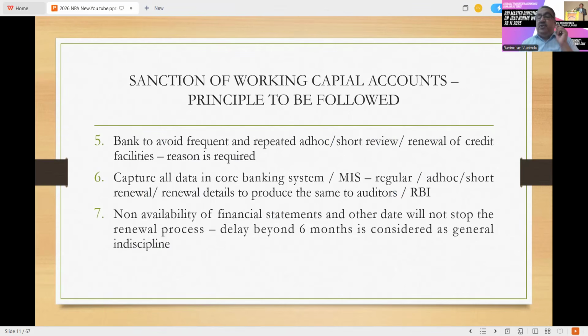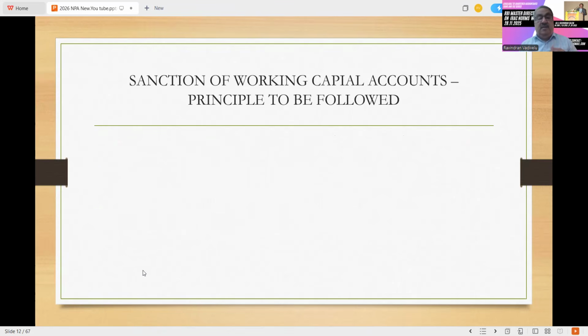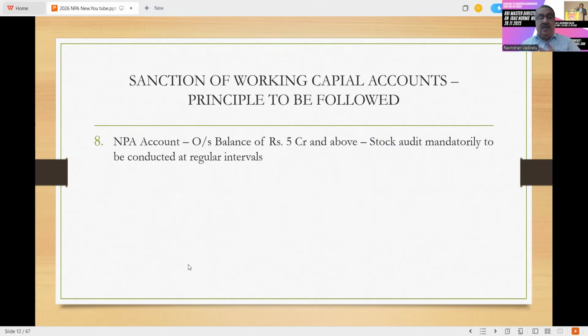And non-submission of financial statement will not make that account an NPA. This is a very important point. Non-submission of financial statement will not make the account an NPA, but penal interest has to be charged as per the sanction letter. And another principle, they say that it's an NPA account.